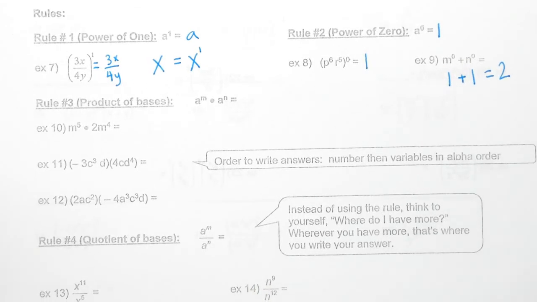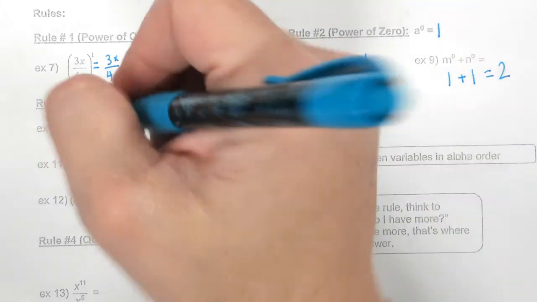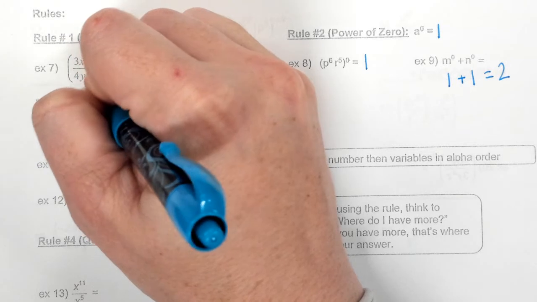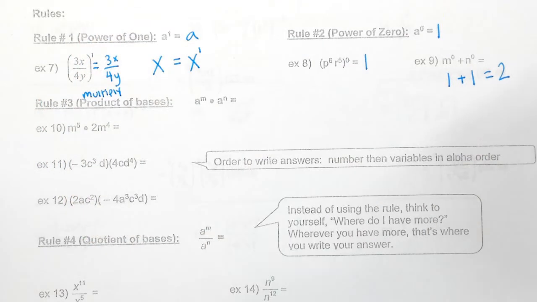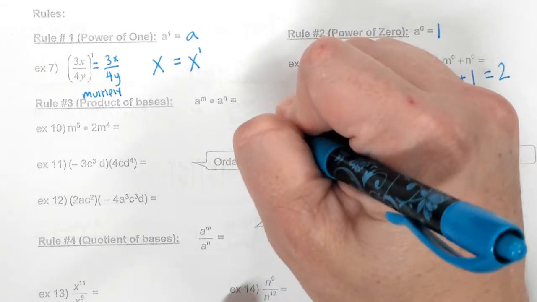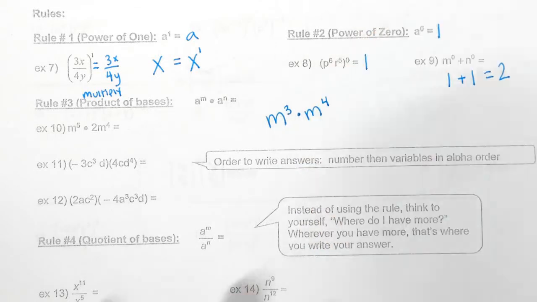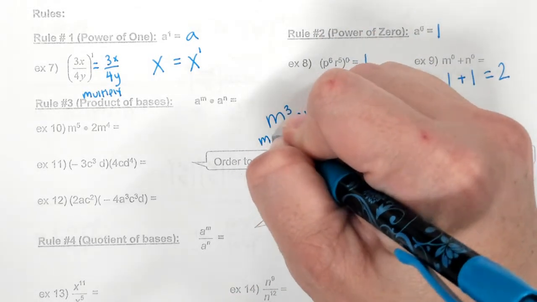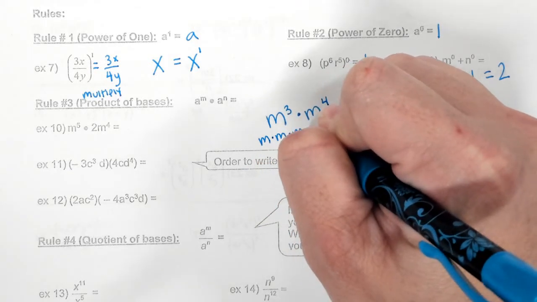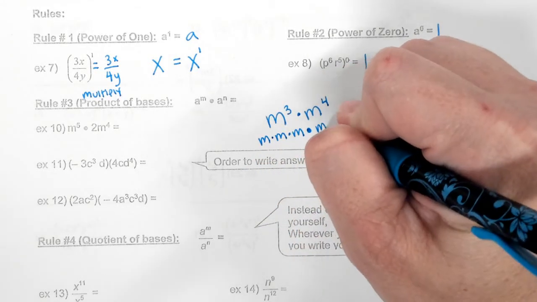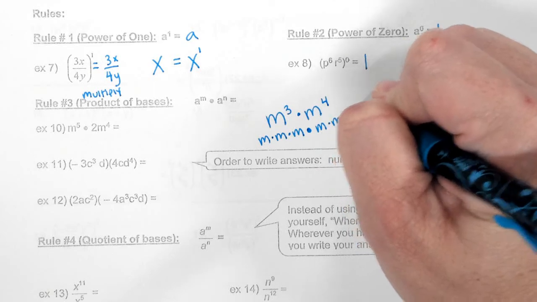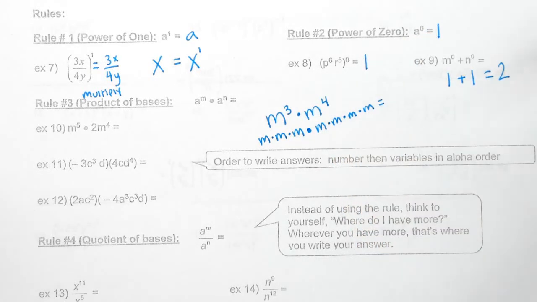Okay, the next one says product of bases. What does product mean? Total. When you multiply. So it's your answer when you multiply. Okay, and I'm going to do an example, and I'm going to have y'all tell me the rule. So if I have m to the 3rd power times m to the 4th power, watch, I'm going to write it out. So m to the 3rd power is m, 2, 3 times m to the 4th power, 1, 2, 3, 4.